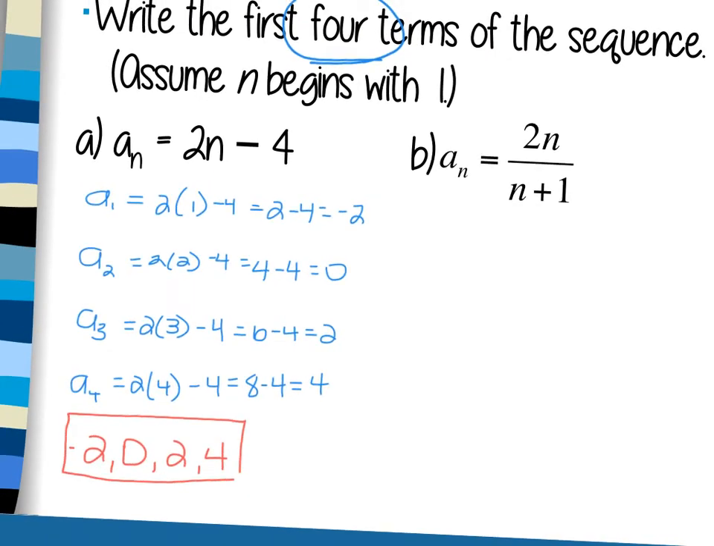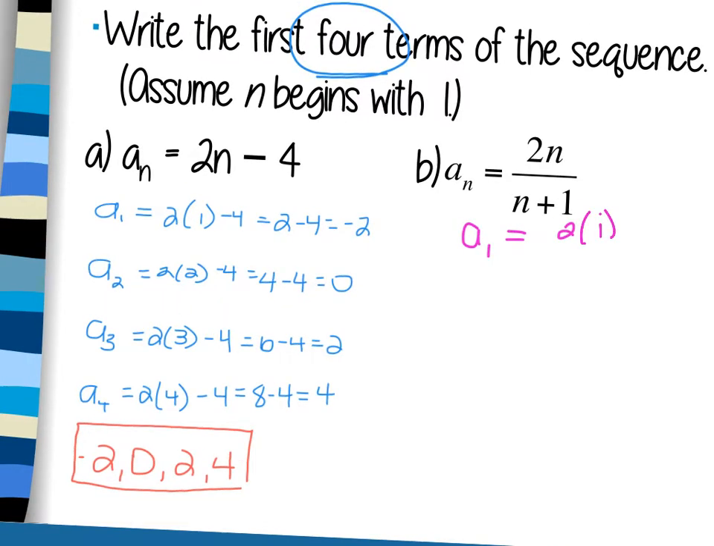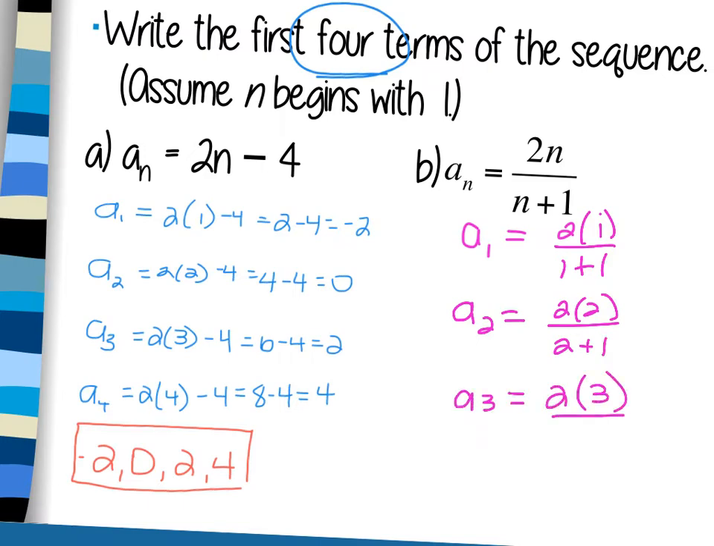So B, same set of instructions. This time you're doing a sub 1 again. Would be 2 times 1 over 1 plus 1. A sub 2 would be 2 times 2 over 2 plus 1. A sub 3, 2 times 3 over 3 plus 1. A sub 4, 2 times 4 over 4 plus 1.